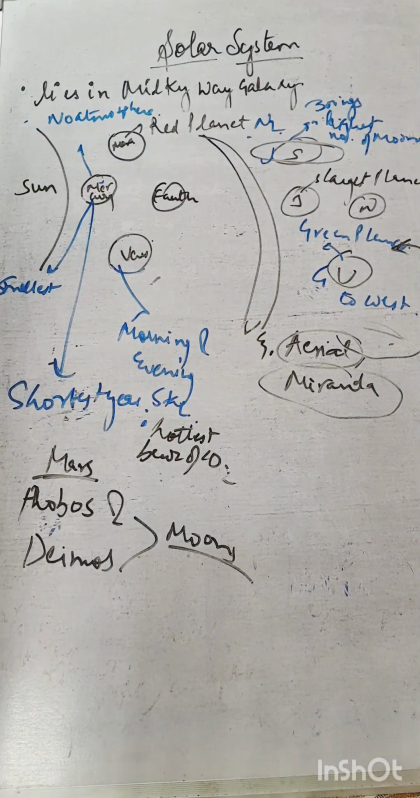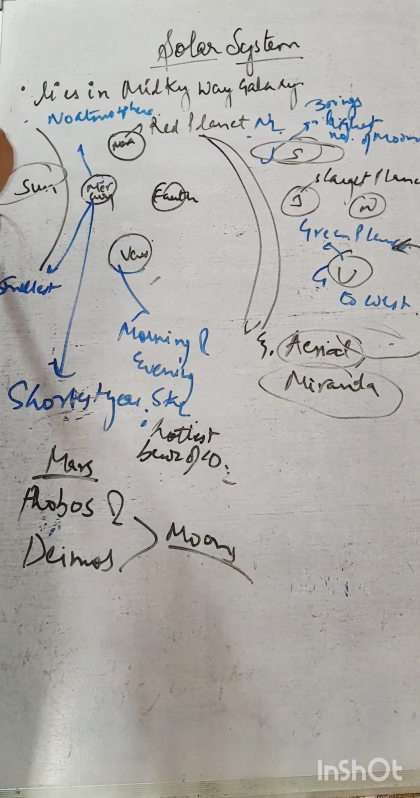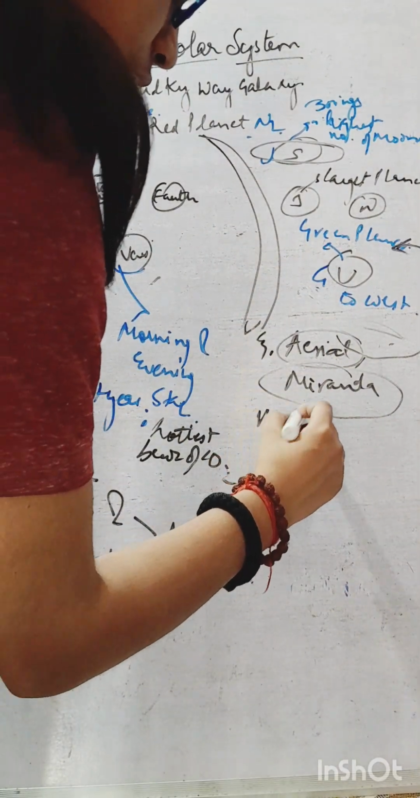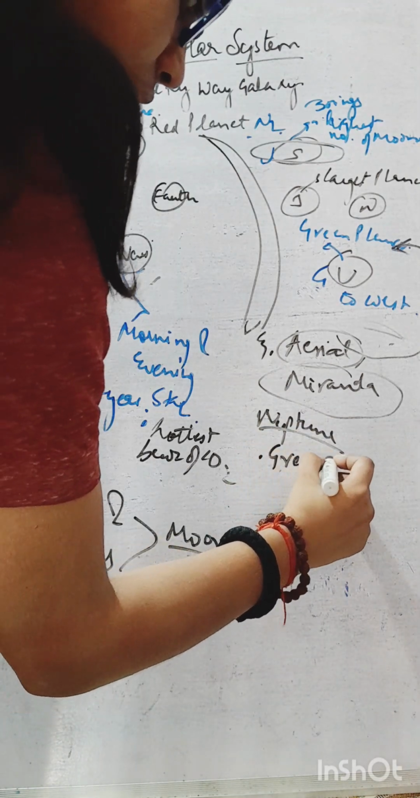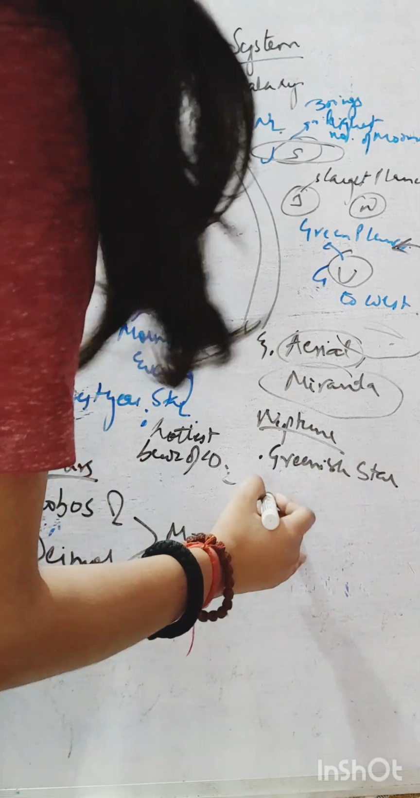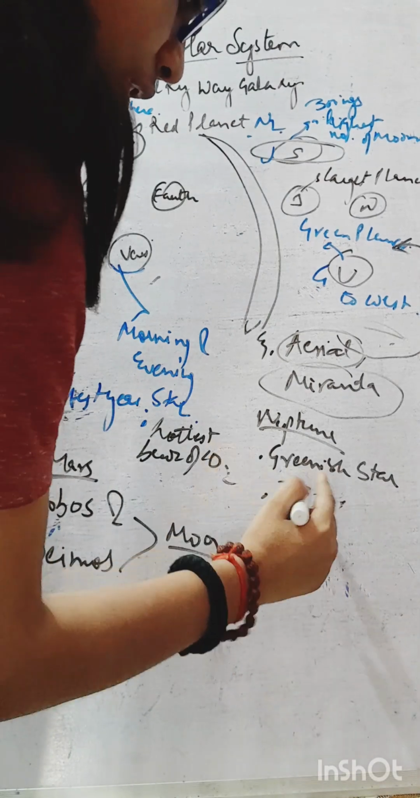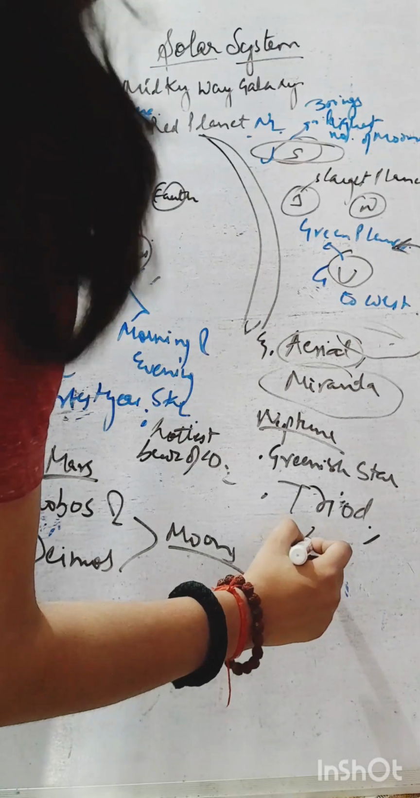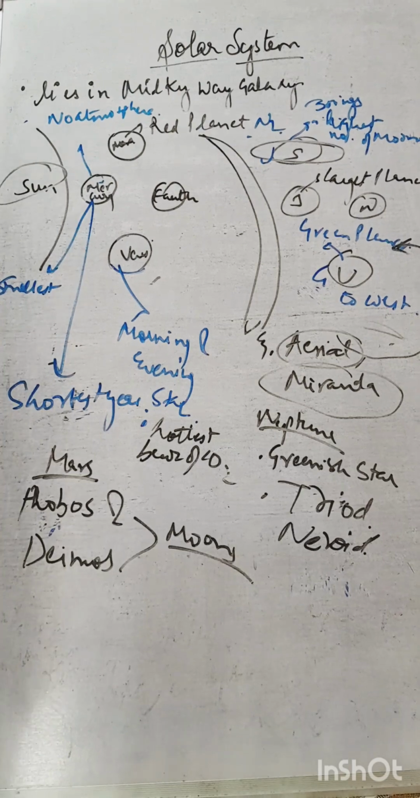Okay, so which is the closest star to Earth? That is the Sun. Okay. I'm talking about Neptune also. We did not talk about Neptune. So Neptune is known as a greenish planet, and its moons are Triton and Nereid. These are the two famous moons of Neptune.